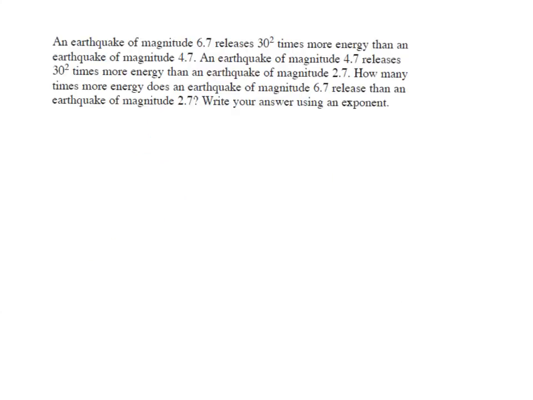Just got one word problem here to show you. If an earthquake of magnitude 6.7 releases this much times more energy than an earthquake of magnitude 4.7, and an earthquake of 4.7 releases that same amount times more than an earthquake of magnitude 2.7, how much more energy does an earthquake of magnitude 6.7 release than an earthquake of magnitude 2.7?